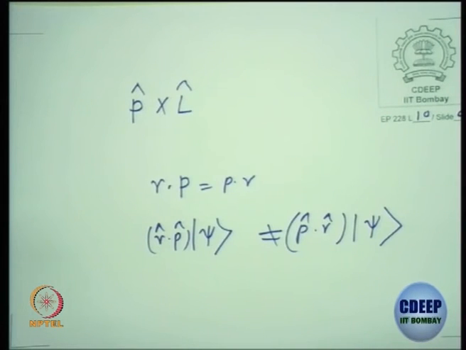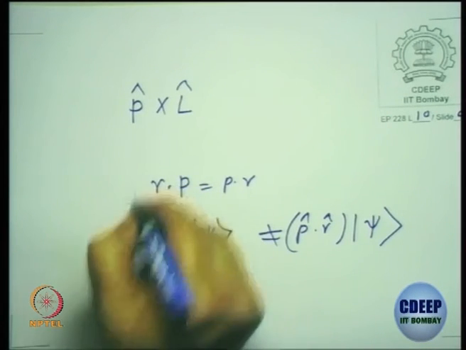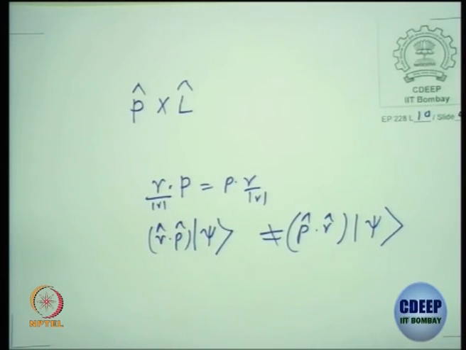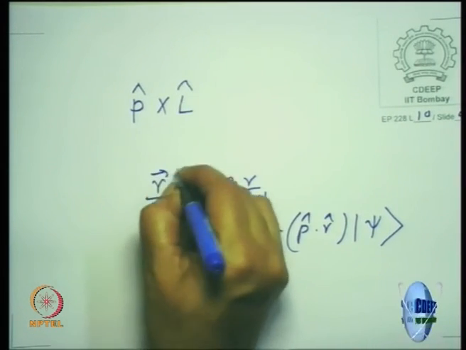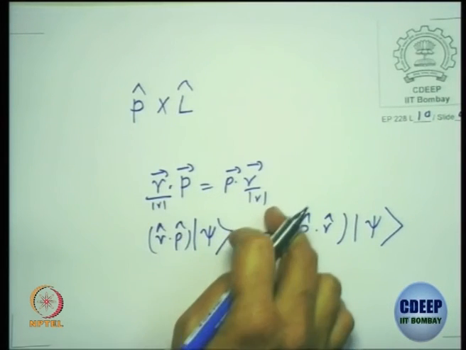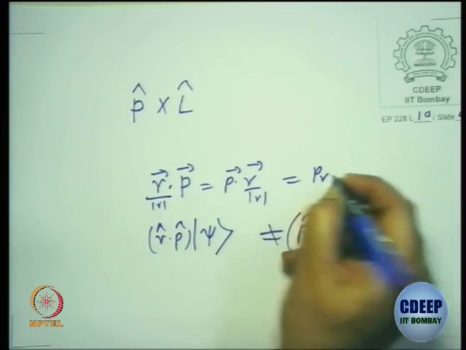What is this called? If I have a unit vector, R by mod R, R vector dotted with P, what is this operator? This is the radial component of your momentum. So, the radial component of the momentum, whether you write it as R dot P, this one, or P dot R, it didn't matter in classical mechanics. But in quantum mechanics, we have to be careful.